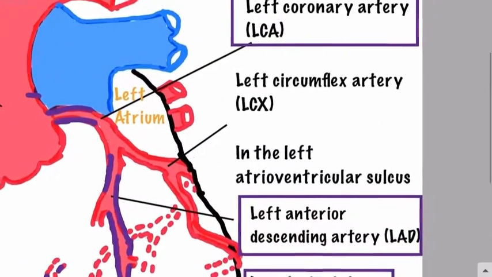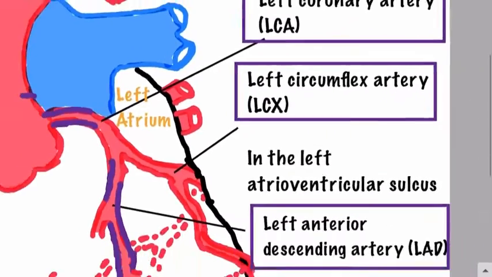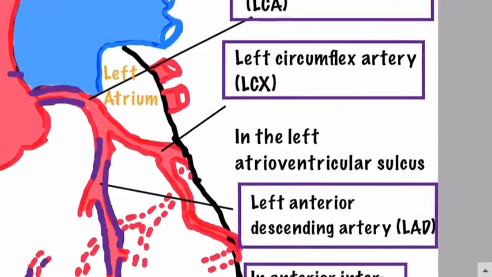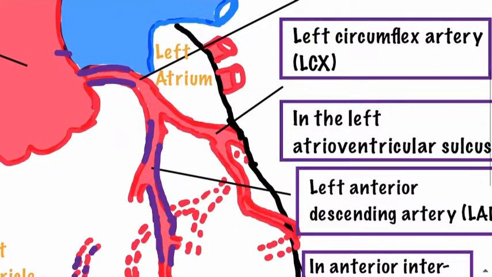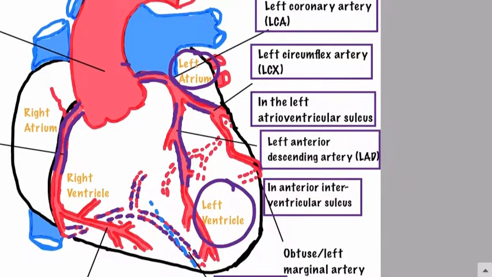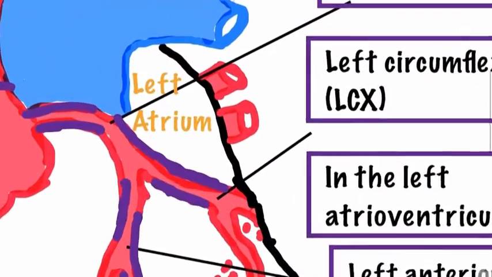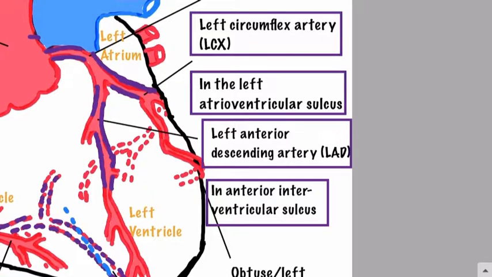The other branch of the left coronary artery is the left circumflex artery or LCX. Guys, the LCX or left circumflex artery runs in the left atrioventricular sulcus. So guys, this is the LCX or the left circumflex artery, and this artery runs in the groove between the left atrium and the left ventricle. This groove is known as the left atrioventricular sulcus. Guys, the LCX then runs posteriorly.